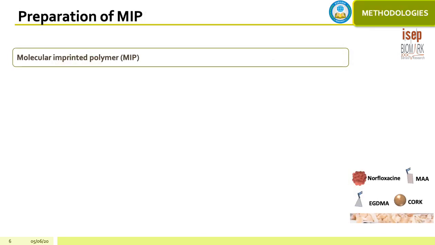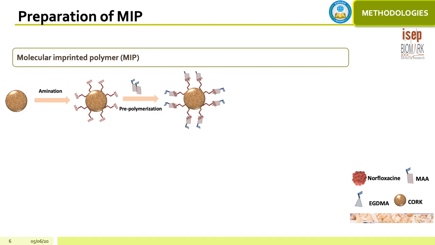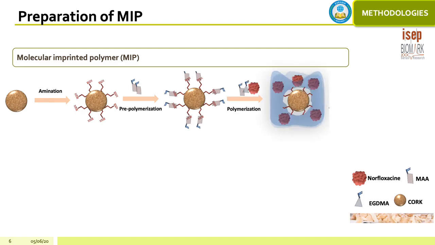In this work, MIP was assembled on cork. First, cork was modified with amine groups, then vinyl monomers, in this case methacrylic acid as a monomer, were covalently bound to cork in the pre-polymerization step. The polymerization occurs in the presence of antibiotics, and as a proof of concept, in this work, norfloxacin was selected as the target compound.